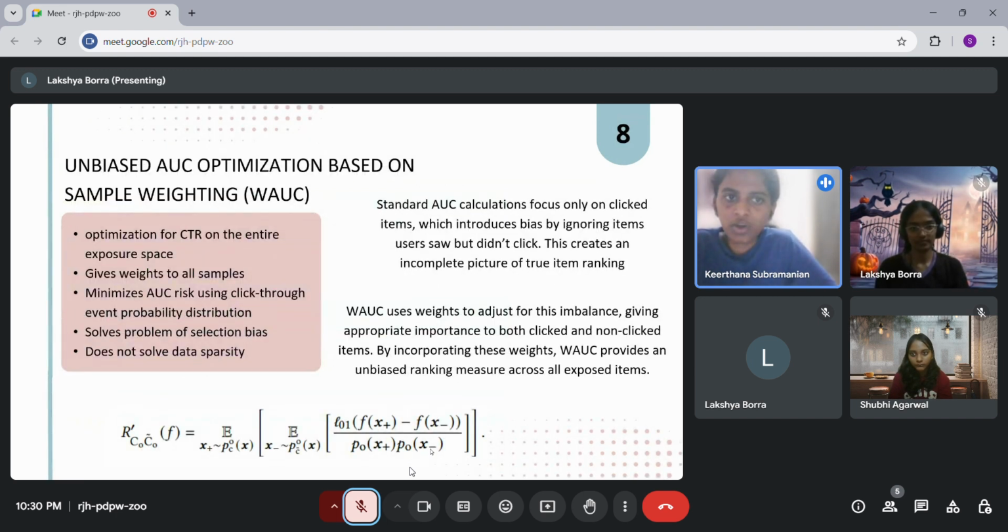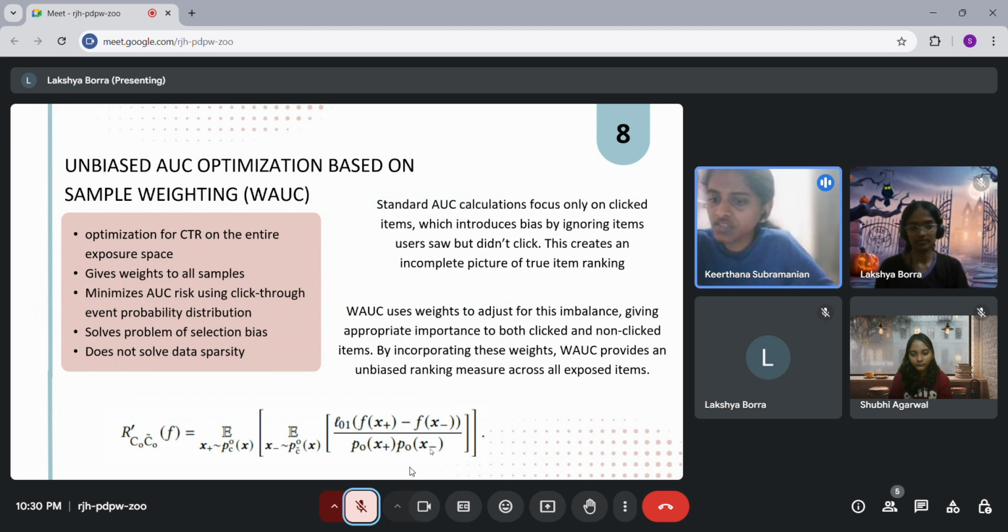Unbiased AUC optimization based on sample rating. Because of selection bias, we do not have info about data a user did not click. Therefore, the ranking of data would have been higher, which might not be true in reality. To reduce this effect of selection bias, we assign some weight to all data points.